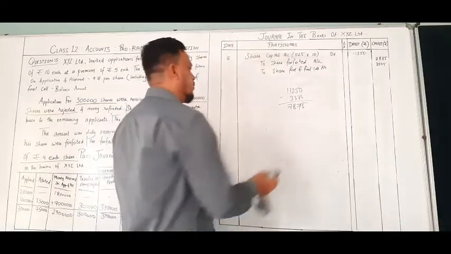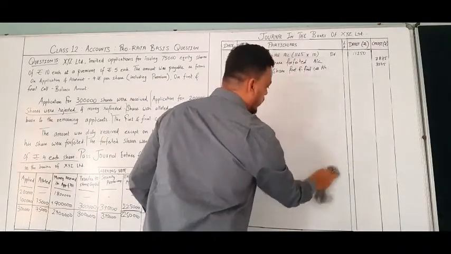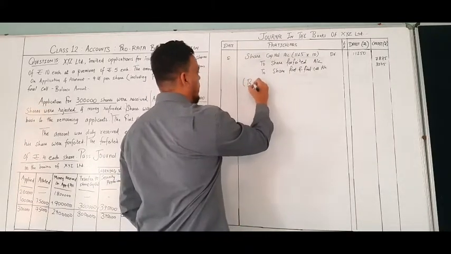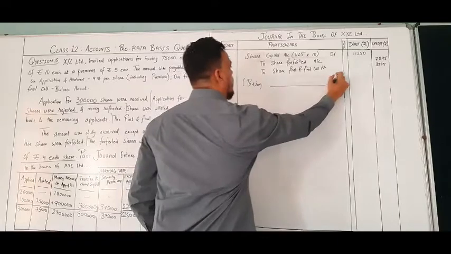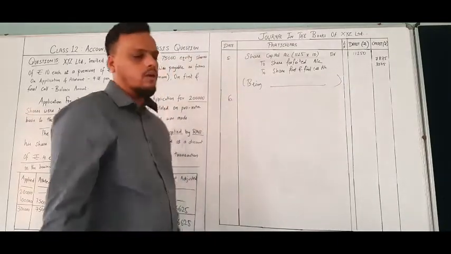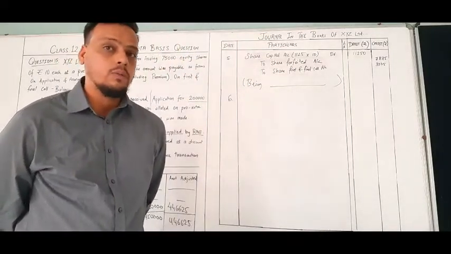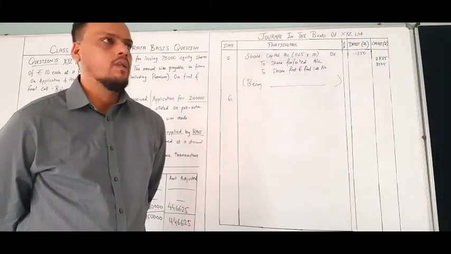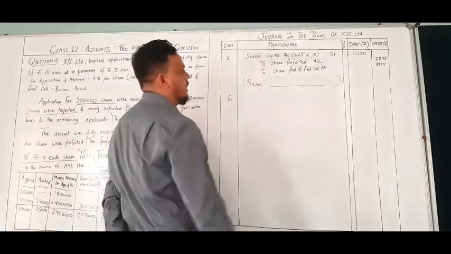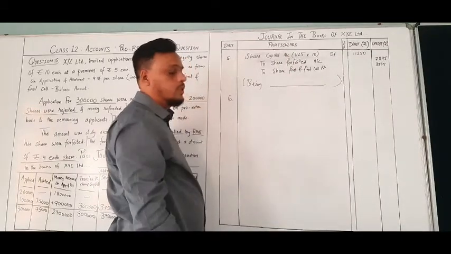Now what we have to do? We have to write a being over here that share has been forfeited for non-payment of first and final call. So being can be written by you accordingly. Question entry number 6. In entry number 6, the amount has been forfeited. It has to be reissued. So the amount of shares of 1125 is being reissued at the rupees of 6.